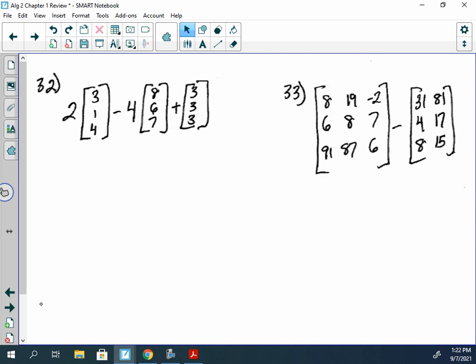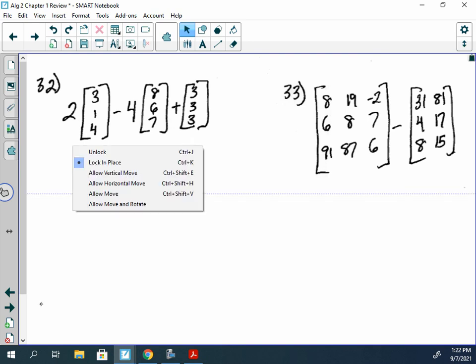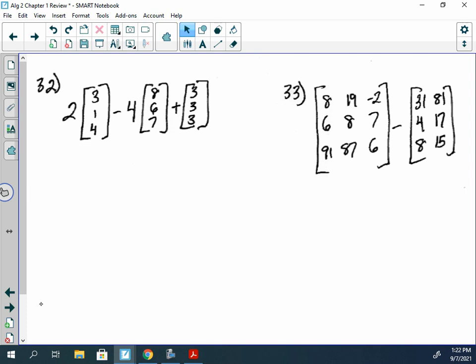Not possible, because what do we have? We have a 3 by 3 and a 3 by... Can we add those? If we add or subtract, they have to have what? The same dimensions. If they have the same dimensions, then we can add or subtract. If they do not, we cannot.